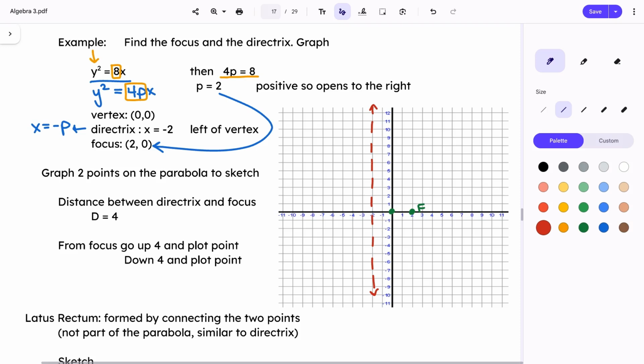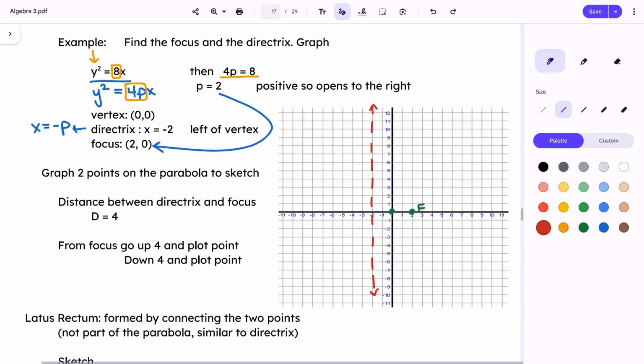But I hope you can kind of see the space from the vertex to the focus and to the directrix is the same amount. It's 2 in both directions. Because of that, the distance between the directrix line and the focus is always just going to be double of whatever your p is. So in this case, it's 4. Since our p was 2, double of that would be 4.